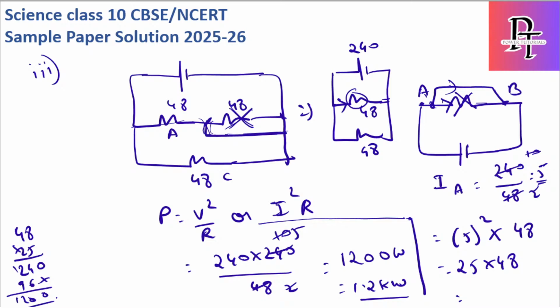So now you can find it here. The same value I got using the second formula also: 1200 watt or 1.2 kilowatt. So that's why I'm saying the formula is correct.